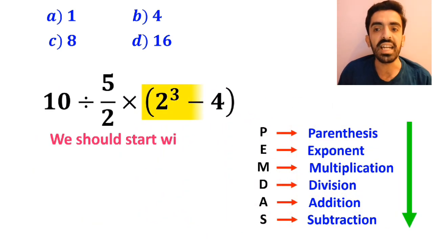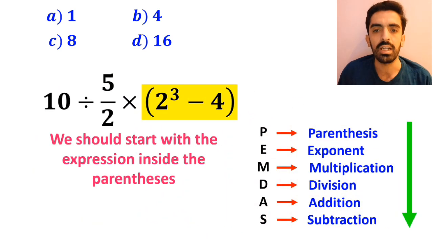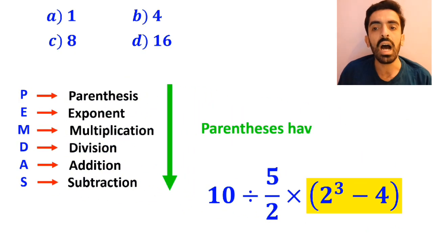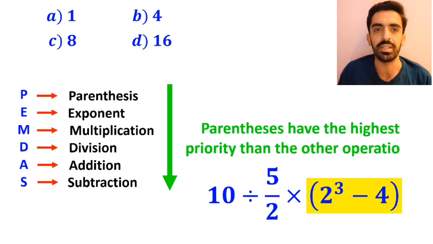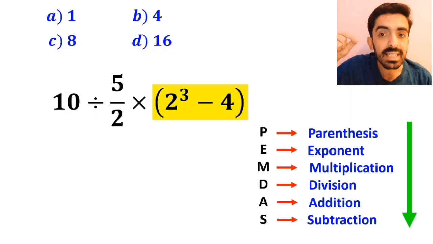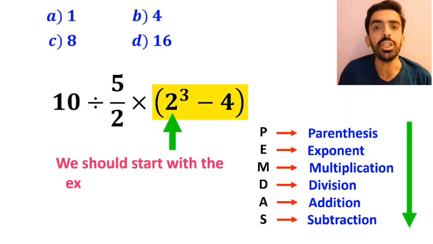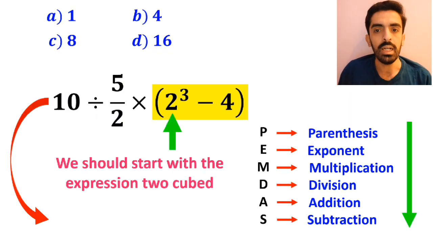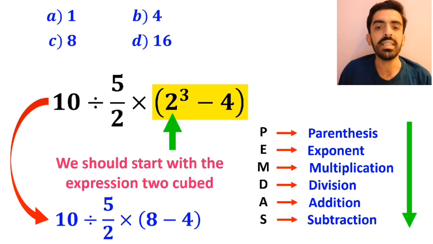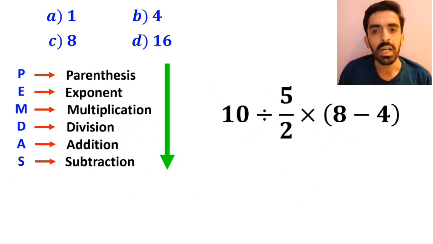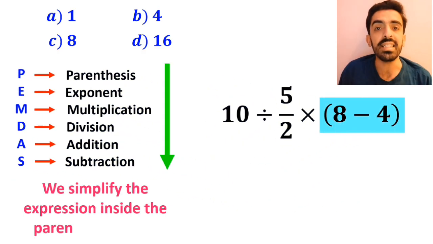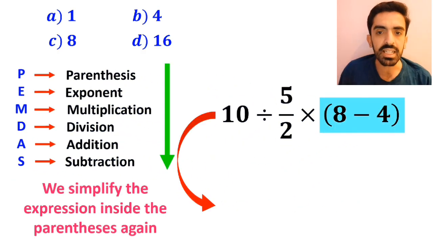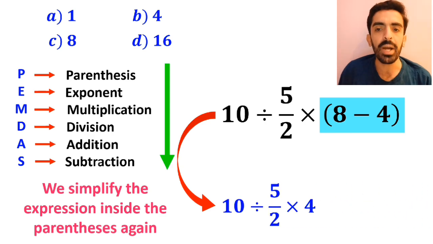So, we should start with the expression inside the parentheses first, because parentheses have the highest priority over the other operations. And inside the parentheses, we should start with the expression 2 cubed. So, instead of this expression, we can write 10 divided by 5/2 multiplied by (8 - 4). In the next step, we simplify the expression inside the parentheses again. And instead of this expression, we can write 10 divided by 5/2 times 4.